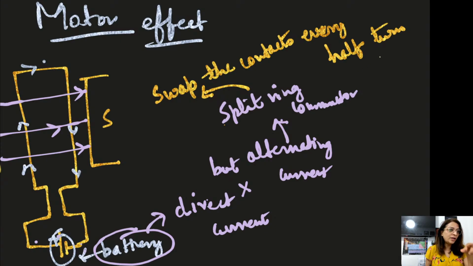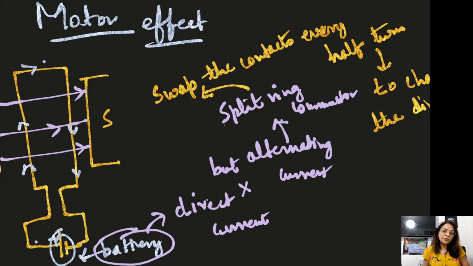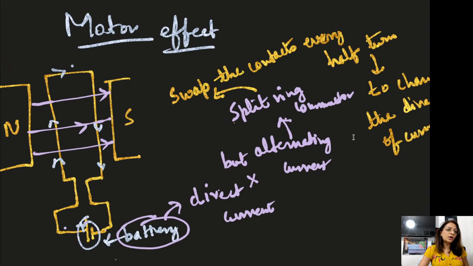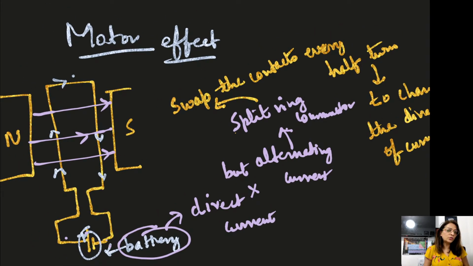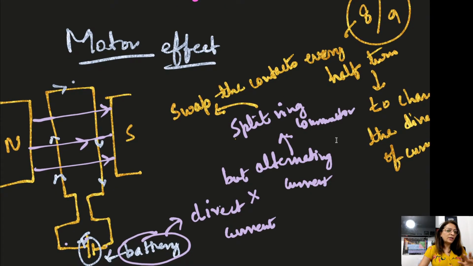Swap the contact every half turn to keep the motor rotating in the same direction, or to change the direction of current. You can write anything. Swap the contact every half turn. Why? To change the direction of current. This is a high demand question. They can ask you like a 2-mark question to explain, but this will be like an 8/9 question. Fair enough. So memorize this, yeah?